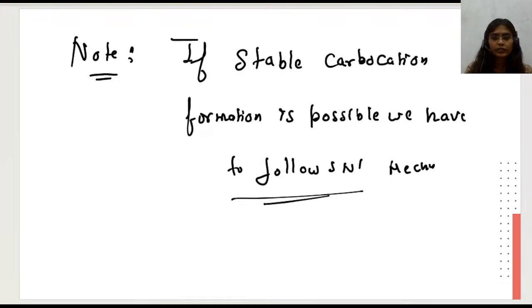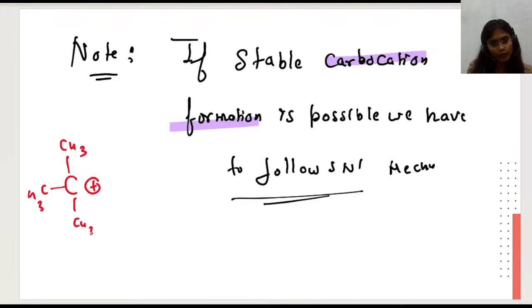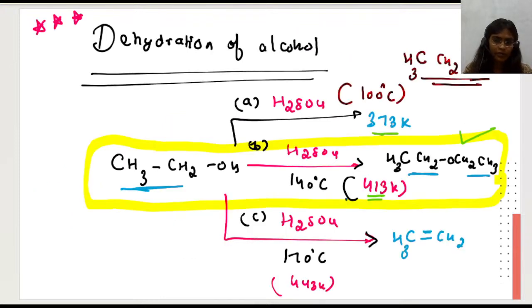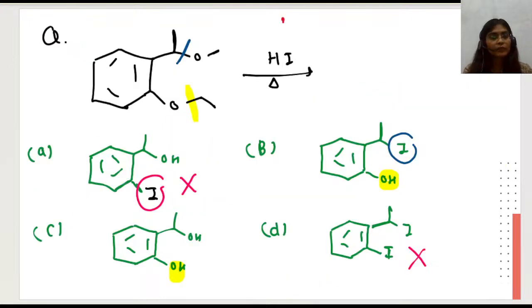And what are the important conditions, like formation of a stable carbocation? So like a tertiary one, that is condition number one, if there is a possibility, or condition number two, a phenyl carbocation. If this kind of possibility is there, yes, of course we can go with this. So let's go back again to the question here.